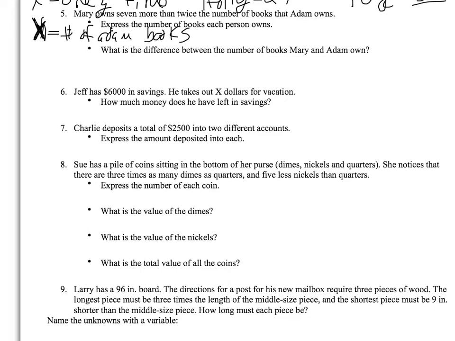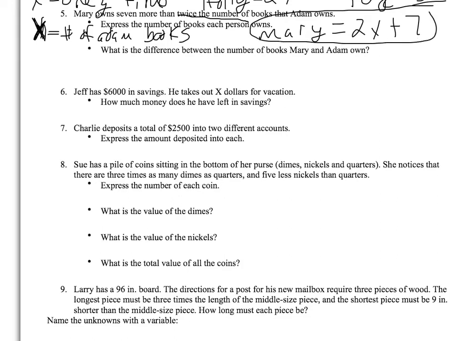Now Mary, we can write out the number of books that Mary owns in terms of the number of books that Adam owns. Now, Mary owns 7 more, so we're going to be adding 7 to something, and 7 more than twice the number of books. So twice the number of books, if Adam owns X books, would be 2X. 7 more than that would be plus 7, and this is how many books Mary has, and this is how many books Adam has. So we're writing these algebraic expressions, getting used to writing in the language of mathematics.